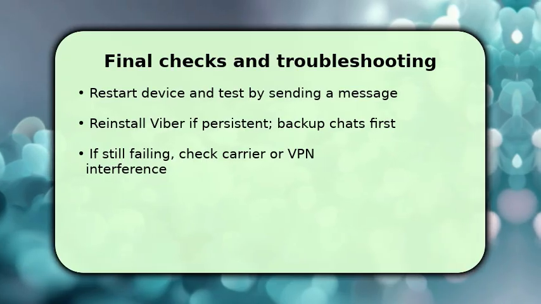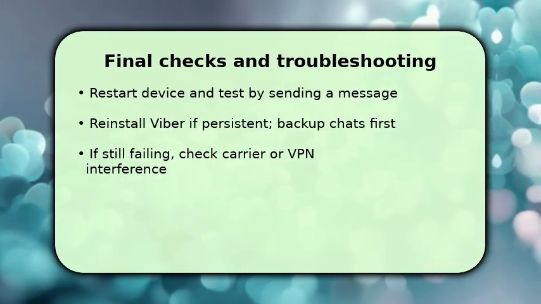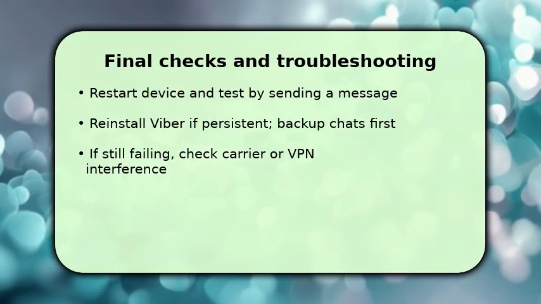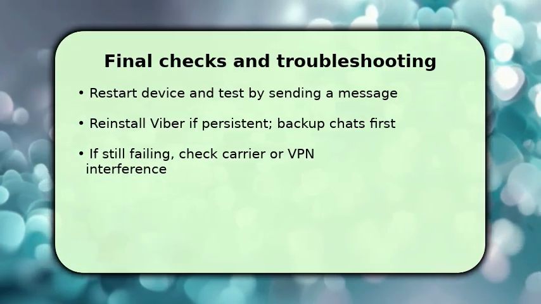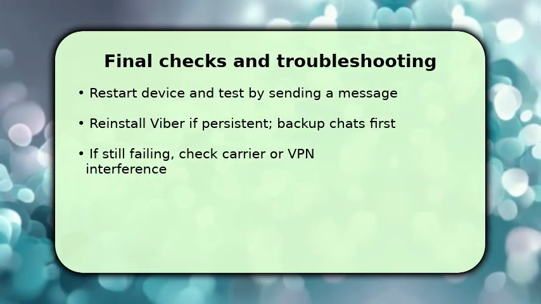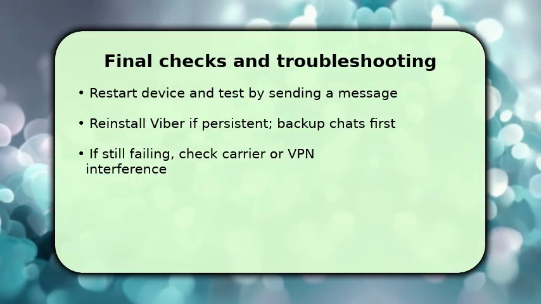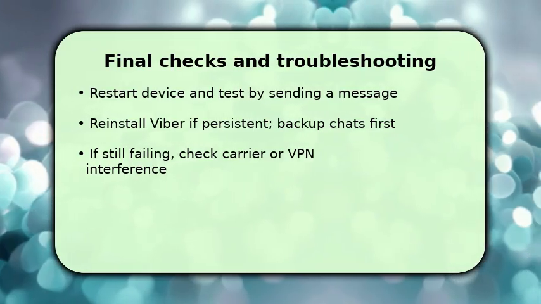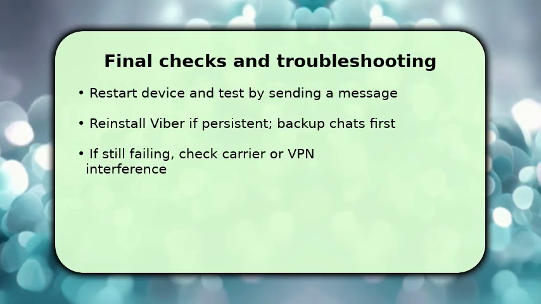If you don't receive alerts, back up Viber chats and reinstall the app to reset internal state. This often fixes stuck permissions. Make sure any VPNs, firewalls, or carrier restrictions aren't blocking push servers. If problems persist, one key troubleshooting tip: log out, switch networks, Wi-Fi to mobile data, and test again to isolate network-related issues.